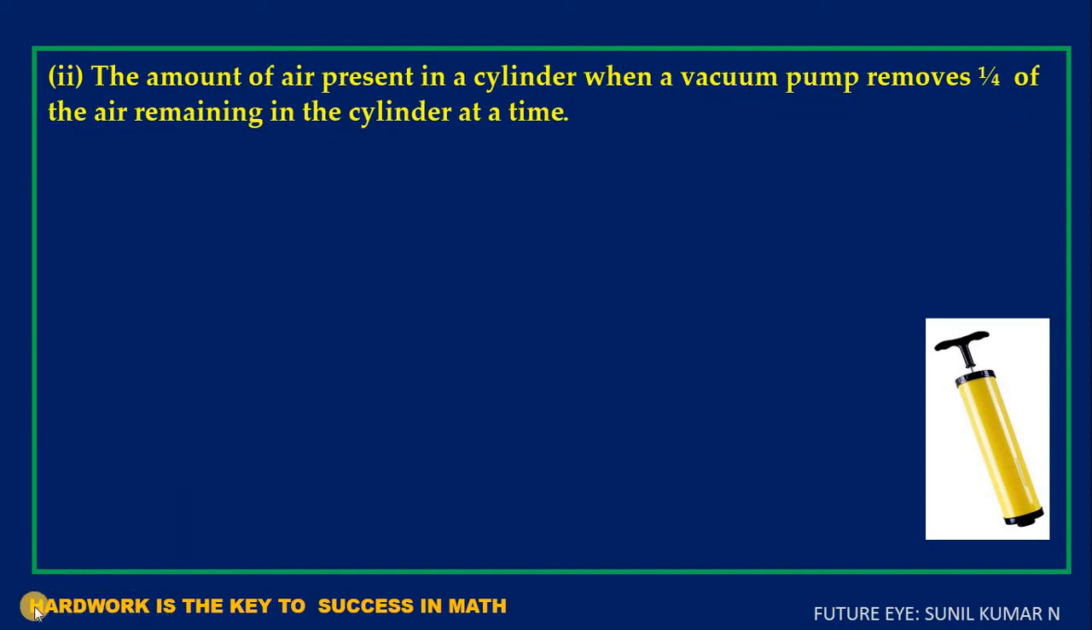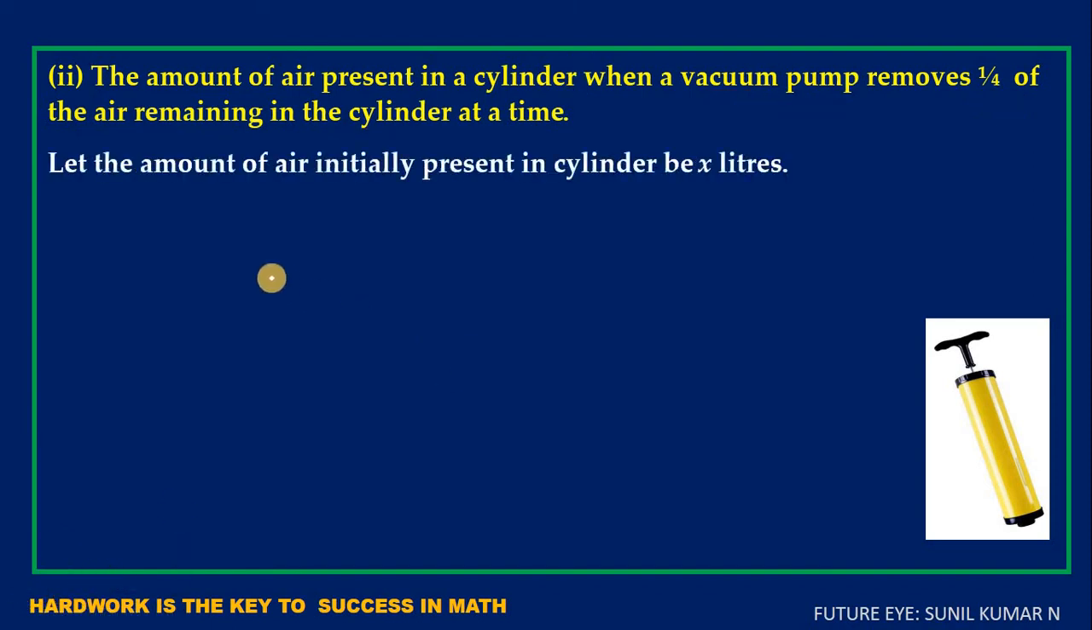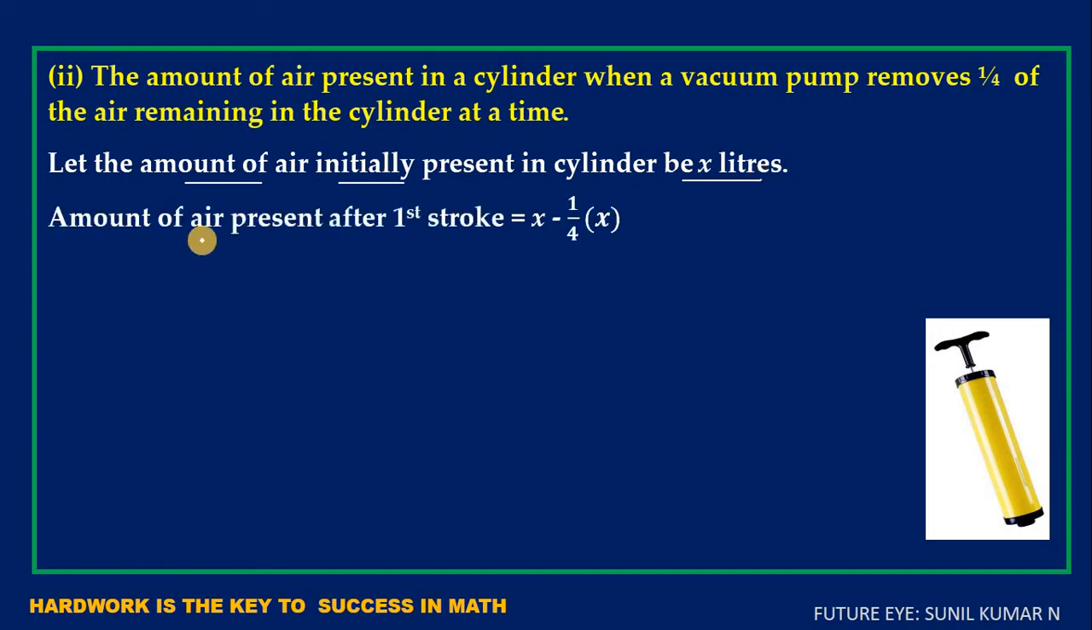Now let us form the sequence. For that, here we don't know how much air is present initially in the cylinder. Hence, let the amount of air initially present in the cylinder be x liters. Next, the amount of air present after the first stroke. First stroke in the sense, as we use the vacuum pump the first time, how much air is left. See, how much air is there earlier in the cylinder, that is x.